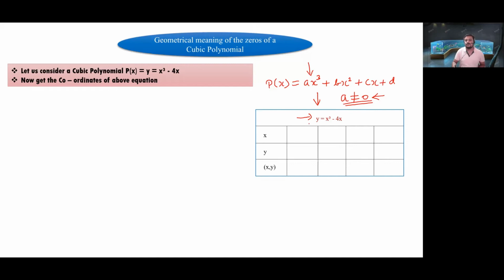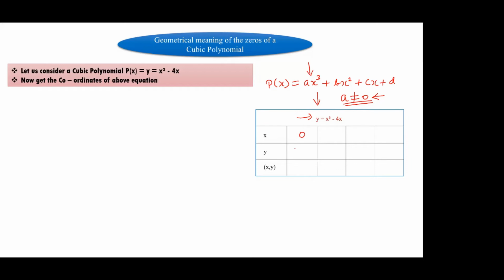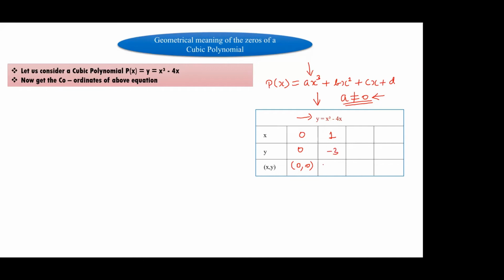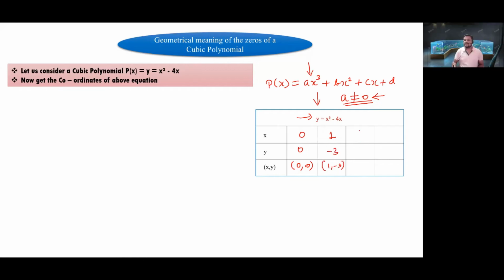So one cubic polynomial is given to us, that is y is equal to x cube minus 4x. So find out the coordinates. Chalo bolo, first coordinate, Veer. If I put x is equal to 0, what will be the value of y? 0. Sir, it will be 0. So 0 comma 0, that is the origin, is my first coordinate. Second, if I put 1, then 1 cube minus 4, how much does it come to? Minus 3. So 1 comma minus 3 is my next coordinate.